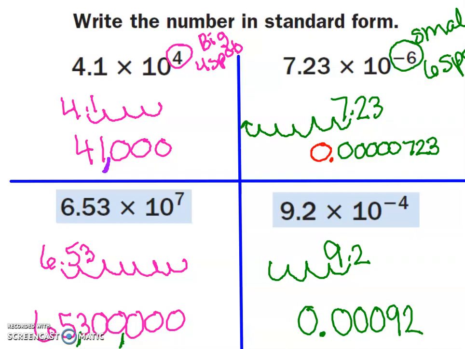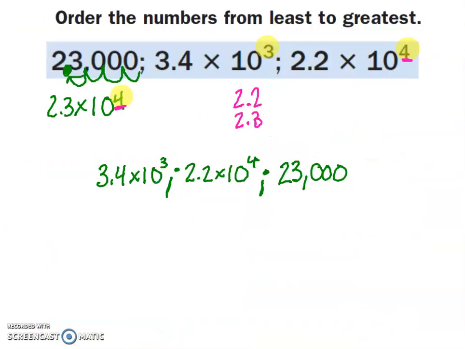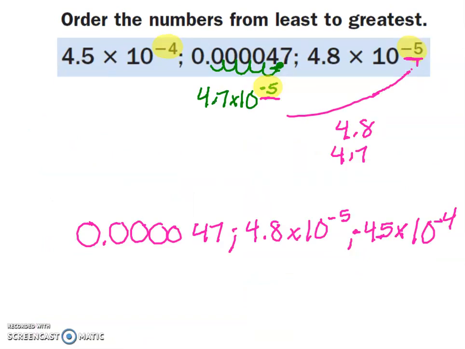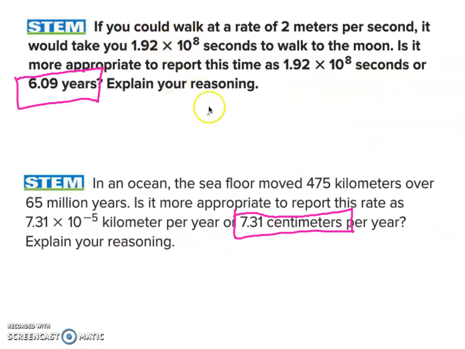Okay, and I'm going to go through these quickly. Alright, if you could walk at a rate of 2 meters per second, it would take you 1.92 times 10 to the 8th seconds to walk to the moon. Is it appropriate to report this time as 1.92 times 10 to the 8th seconds or 6.09 years? Well, this is where you have to think, is this more relatable, or is 6.09 years? Do you want to say it takes me this many seconds, or it takes me this many years? When you're talking about something like that, you're going to probably want to talk about it like this.